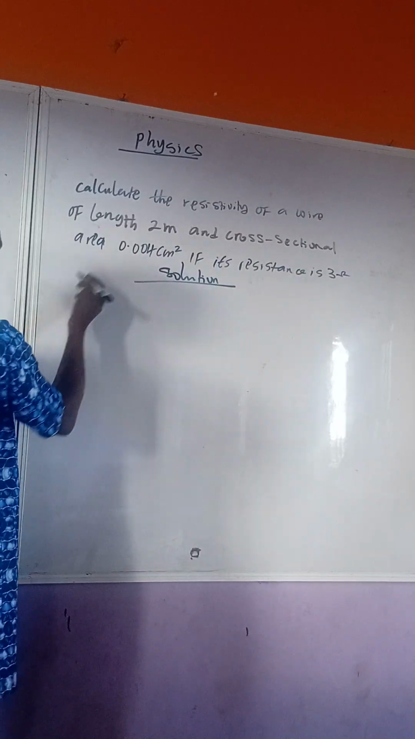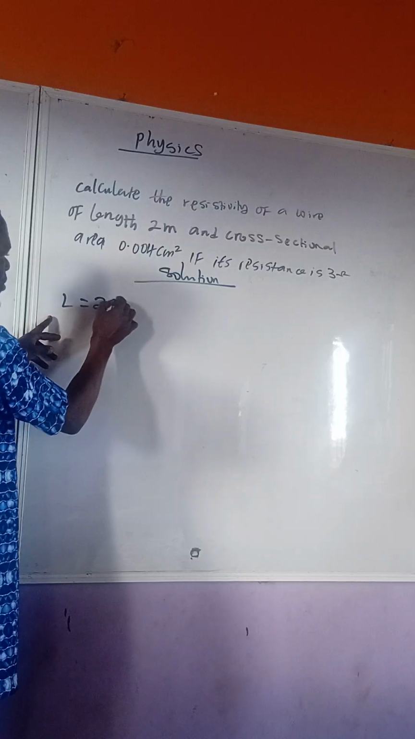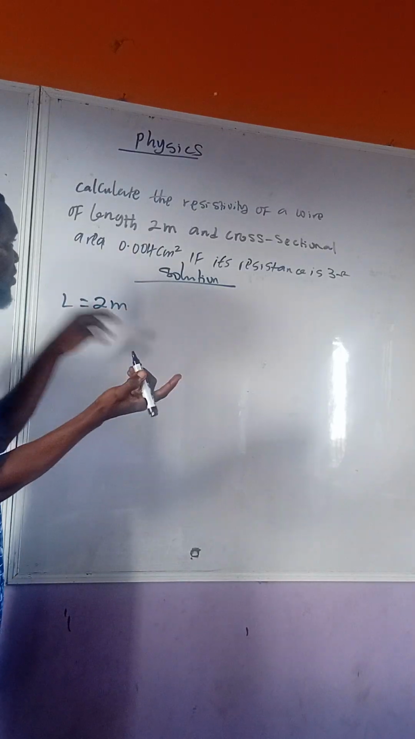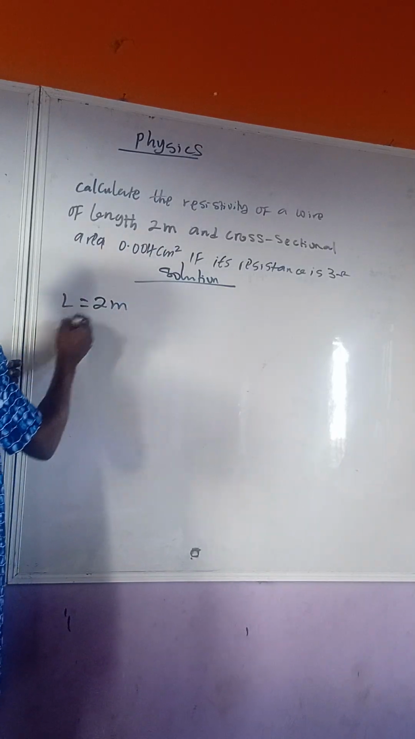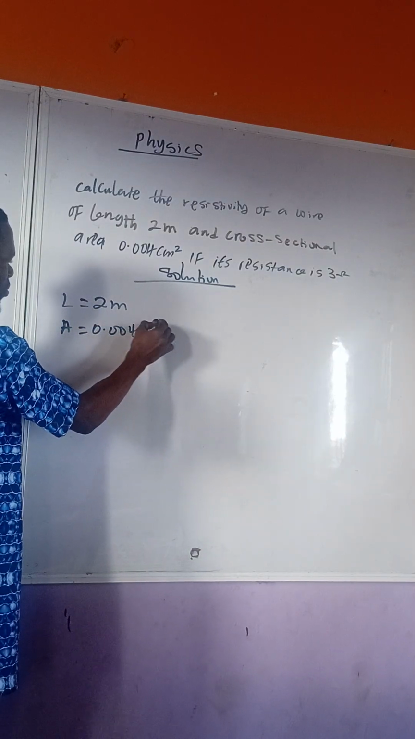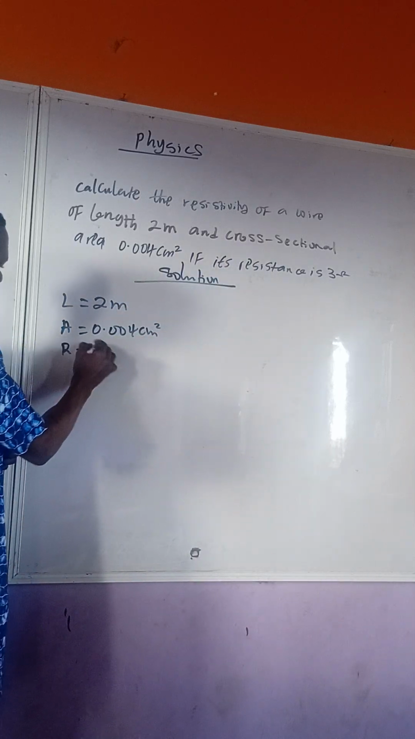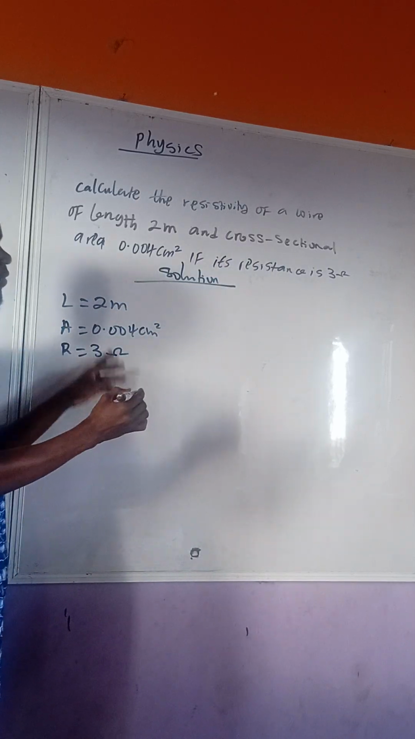When you see something like this in an exam, don't panic. Just write the values down. We have the length, which is 2 meters. It didn't take less than 1 minute to write it. And the cross-sectional area is given as 0.004 centimeter square. If its resistance is 3 ohms, and we have to calculate for what?